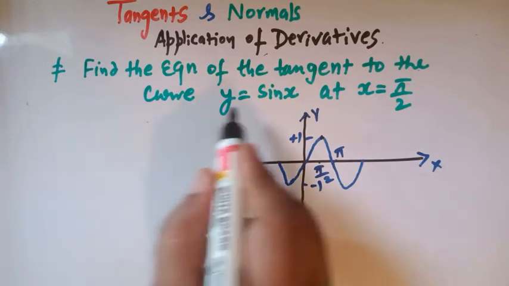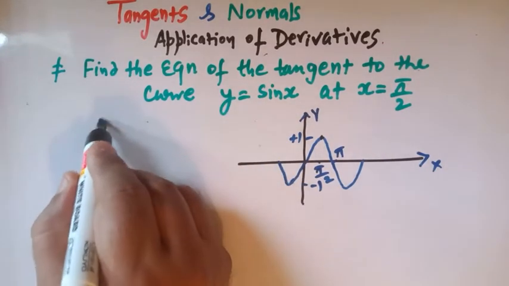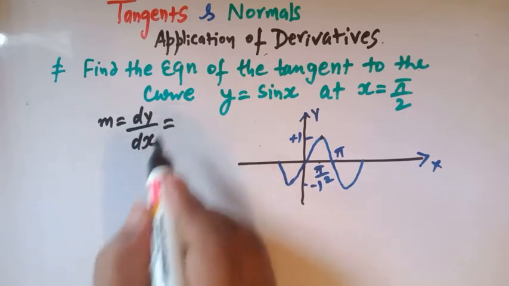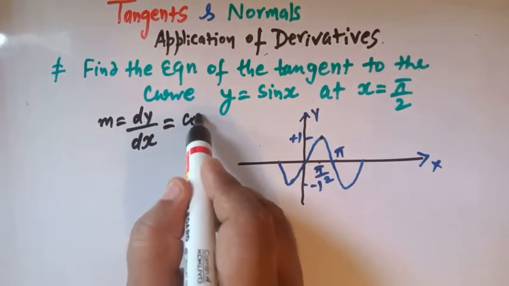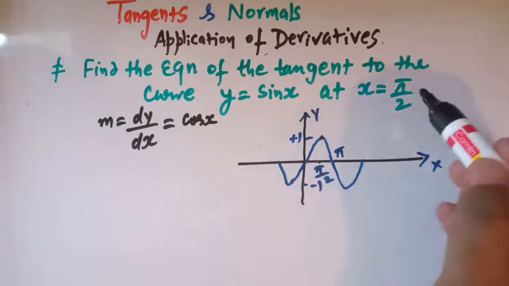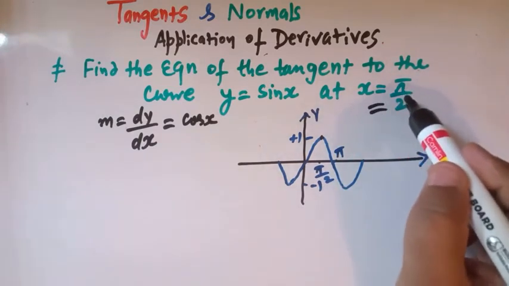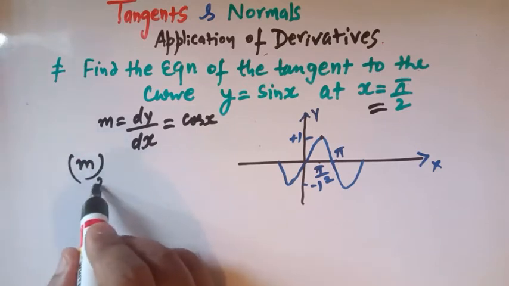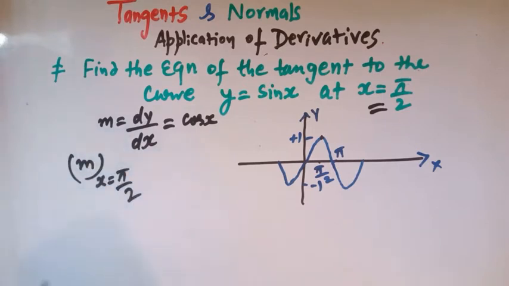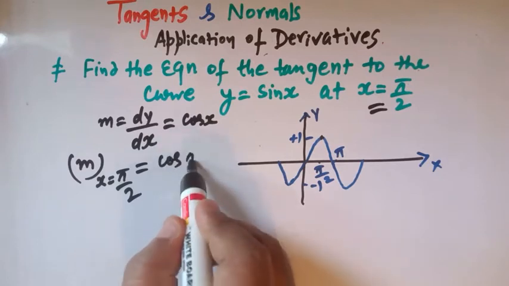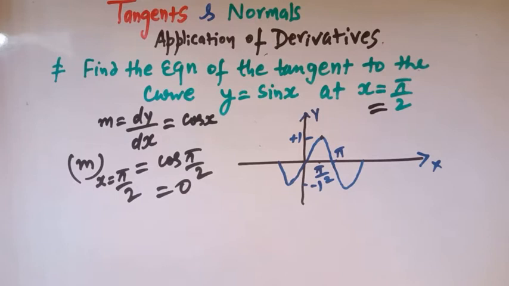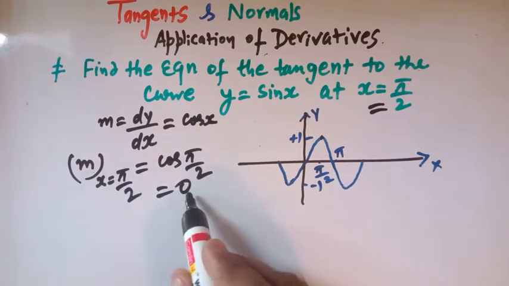The equation of the curve is y is equal to sine x. So the slope is m is dy over dx. Now the derivative of sine is cos x. So this is the point at which we have to find the tangent. The value of m at x is equal to pi by 2 is cos of pi by 2, and it is equal to 0. Clear? So the slope is 0.